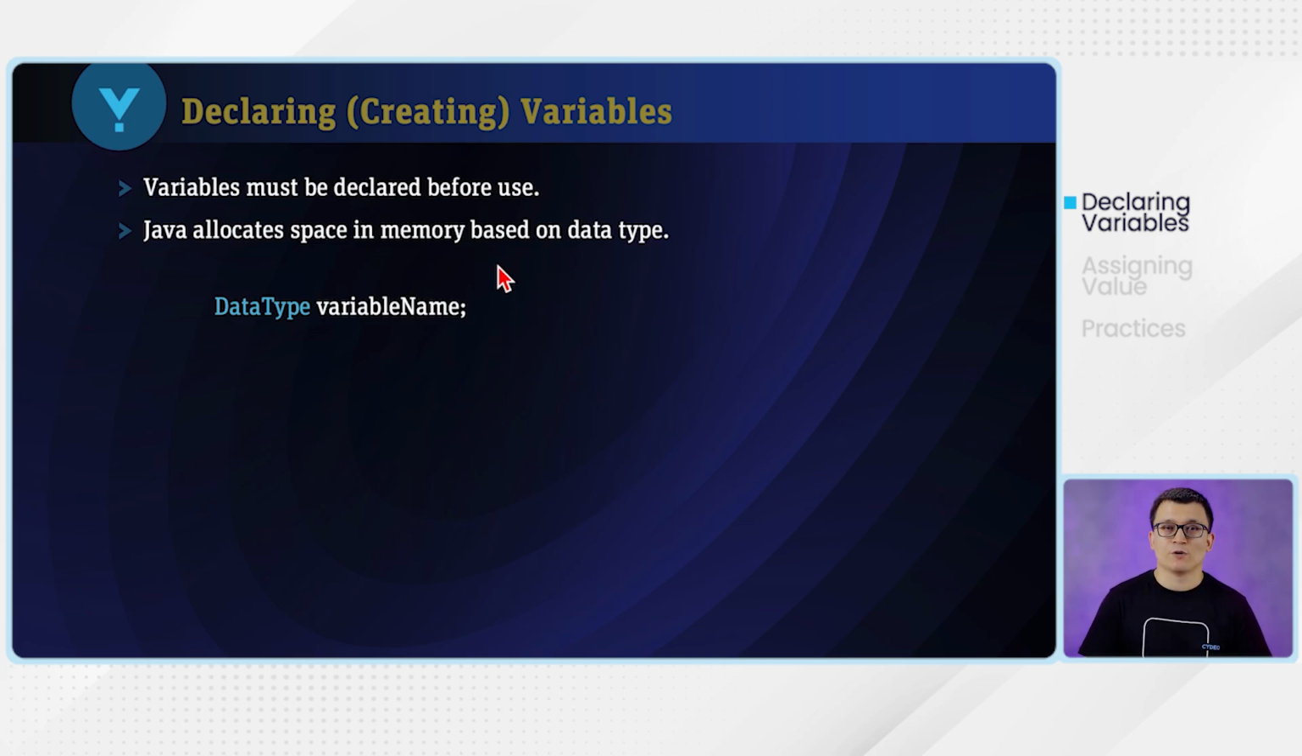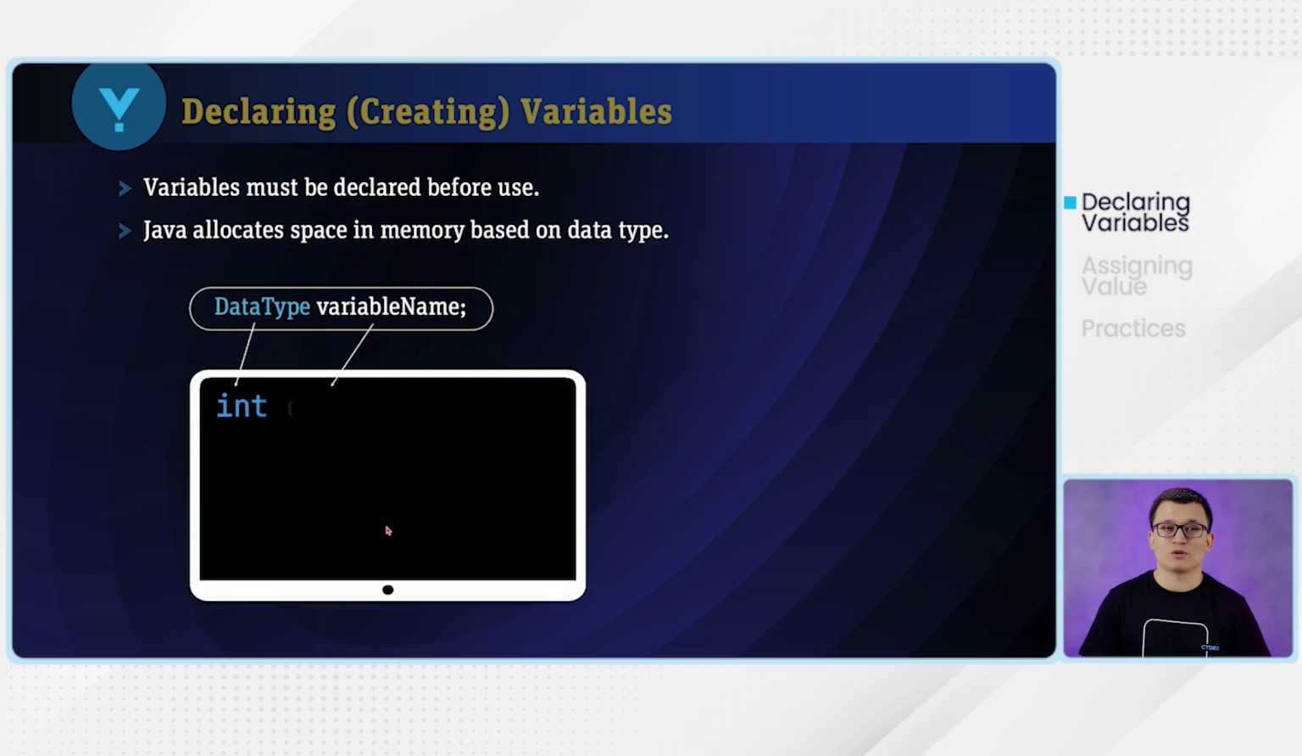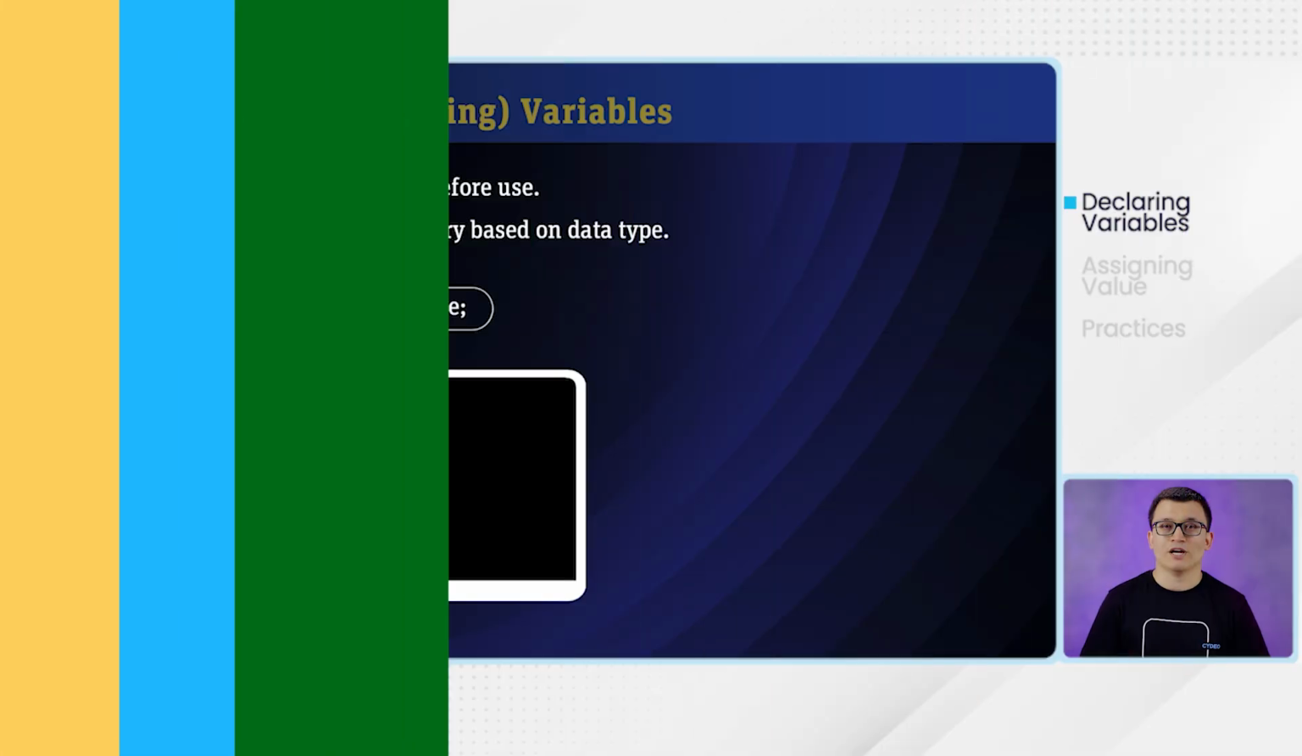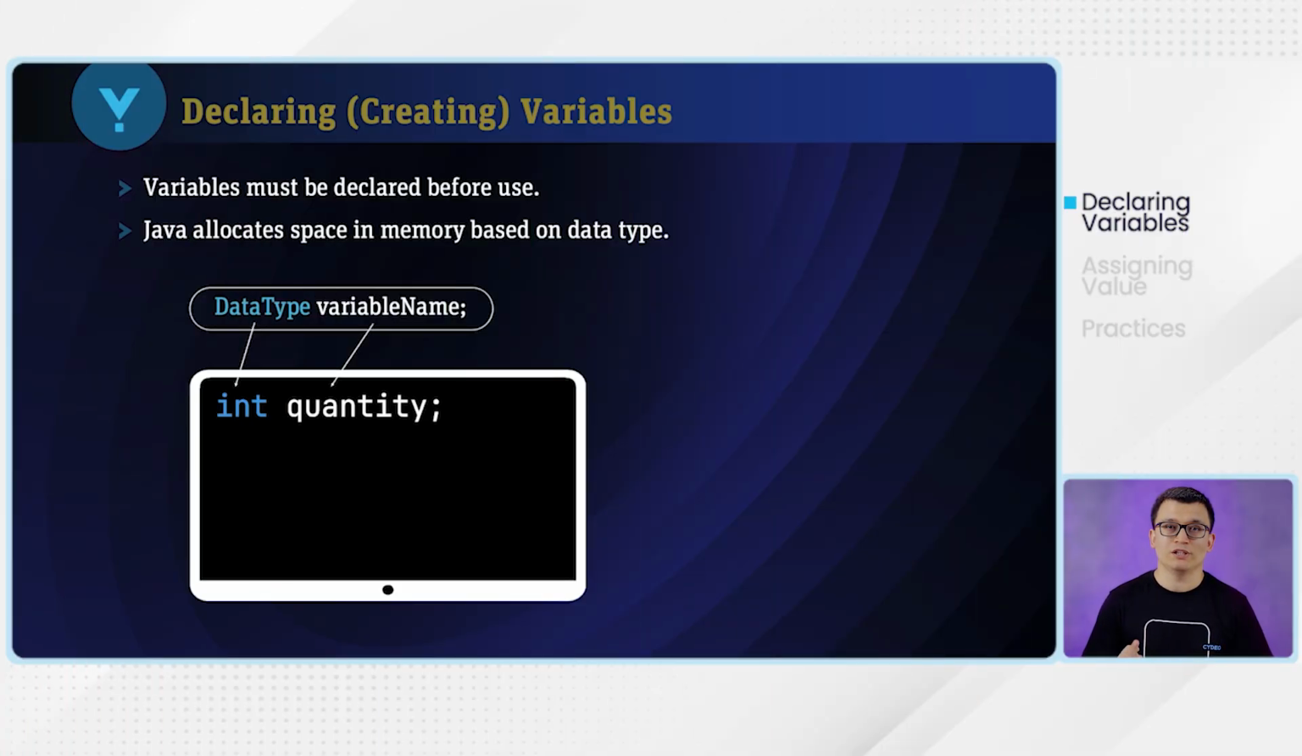Okay. So for example, if I need to create a variable like quantity, and I know that the quantity is going to be an integer number, then I can use int. Int is one of the 4 primitive data types that support integer values. Do you still remember what the 4 primitive data types that support integer values are? They are byte, short, int, and long. So those are the 4 primitive data types that you can use when it comes to storing integer values. Of course, each of those integer primitive data types has a different range of values.